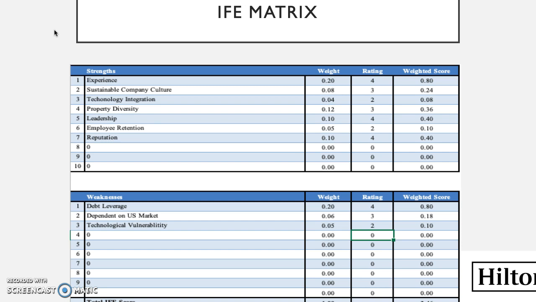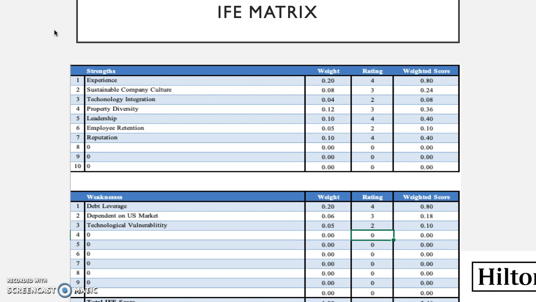Another big strength for them is their sustainable company culture. They have a culture in their company that's really supportive, and it shows in their low employee turnover rate. Their employees want to stay and be immersed in a culture that supports them, which is definitely a strong suit for that company.